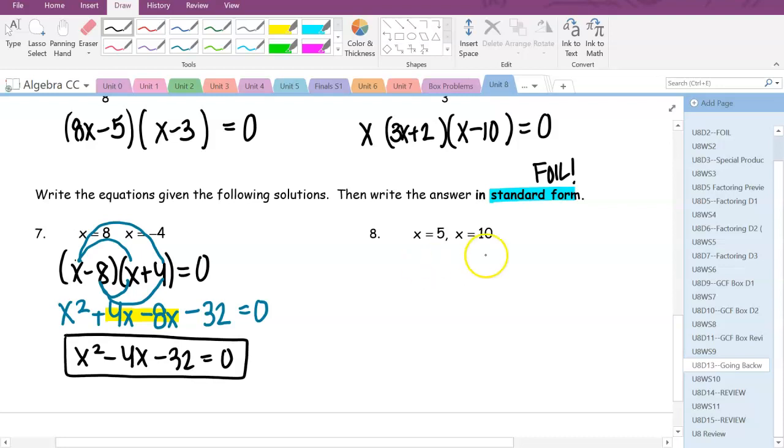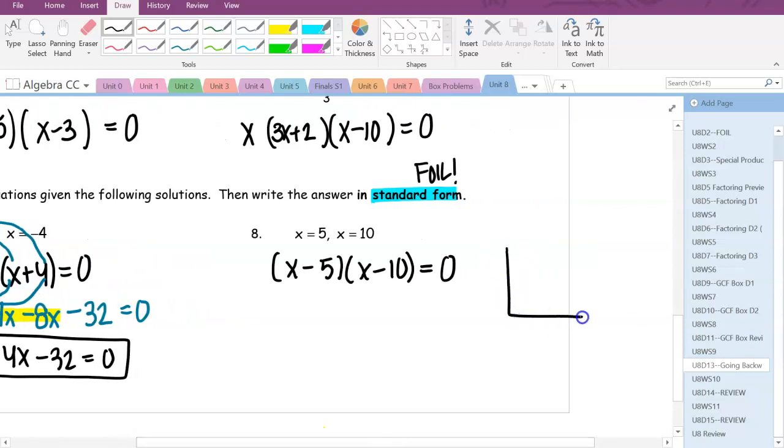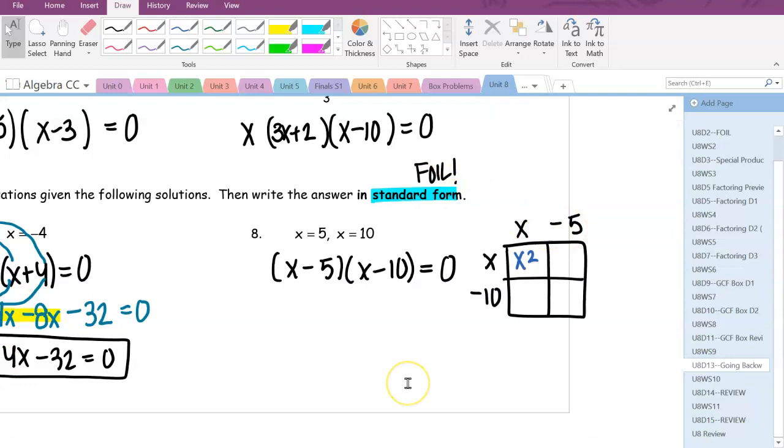All right, one more. Both a +5 and a +10, that means we know these were both going to be negatives to start with. Don't forget your equal 0. I'm going to use the box method this time to multiply. You can feel free to FOIL if you would like, and then we'll check our answers together. X times x is x squared. X times -5 is -5x.